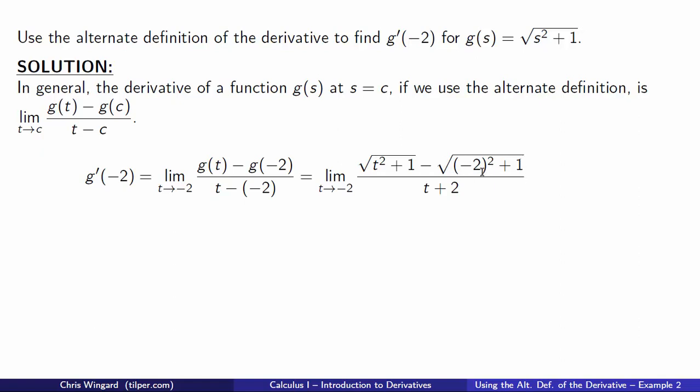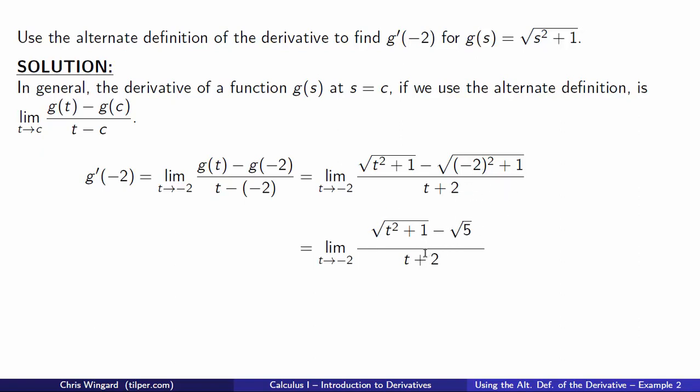So g of negative 2, well, that's just going to be the square root of negative 2 quantity squared plus 1. Negative 2 quantity squared is 4. 4 plus 1 is 5. Well, we'll get there soon. g of t is the square root of t squared plus 1, and on the bottom, t minus negative 2 simplifies to t plus 2.